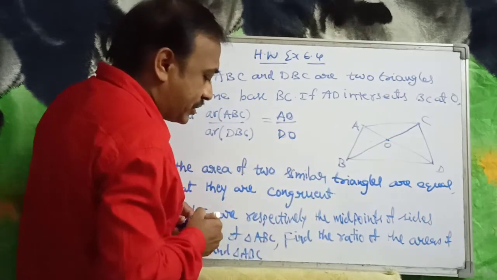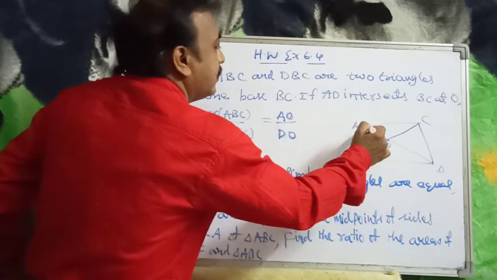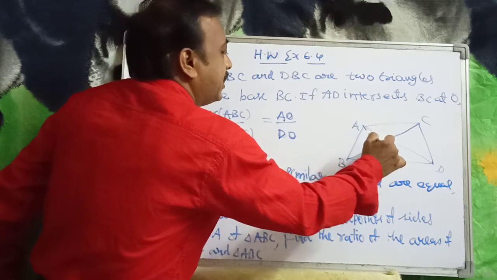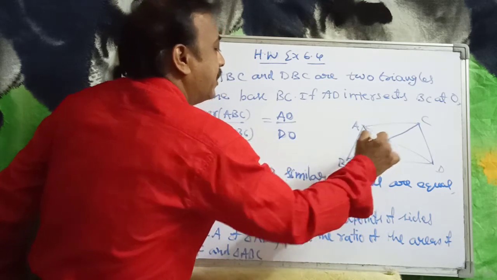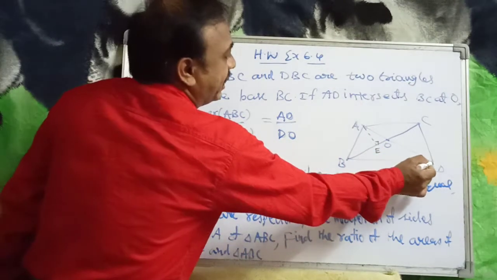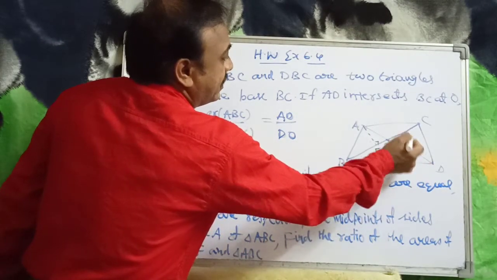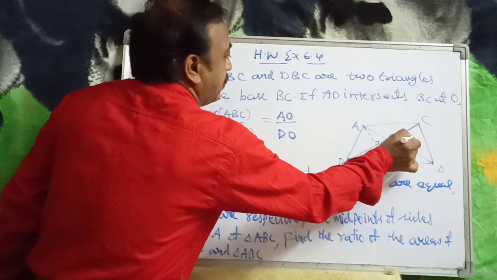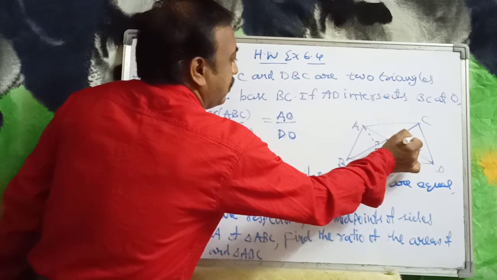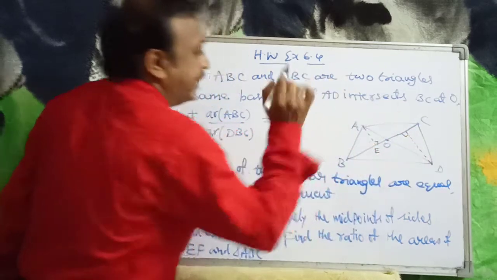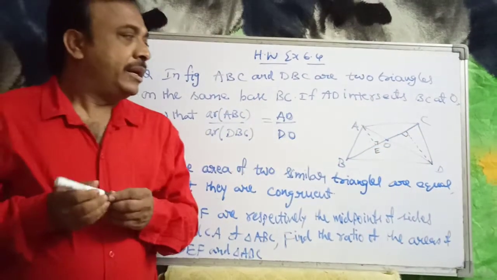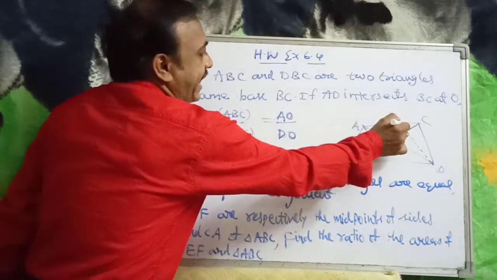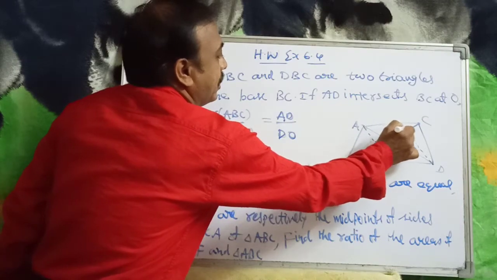Draw the altitudes, that is, in triangle ABC, draw the altitude AE perpendicular to this, and draw the altitudes from D to BC. Now here AE is perpendicular to BC and DF is perpendicular to BC.